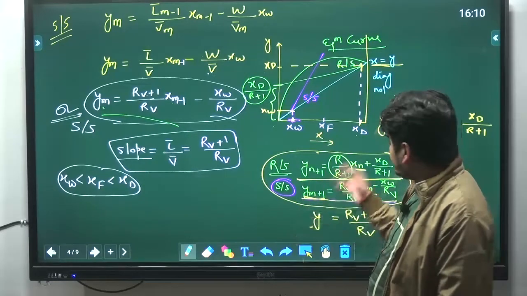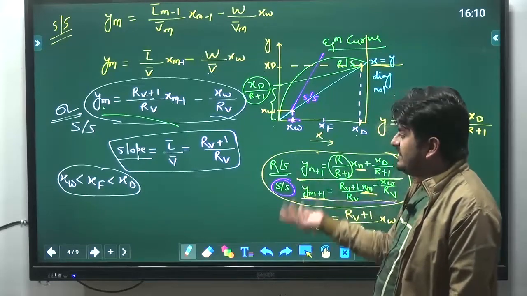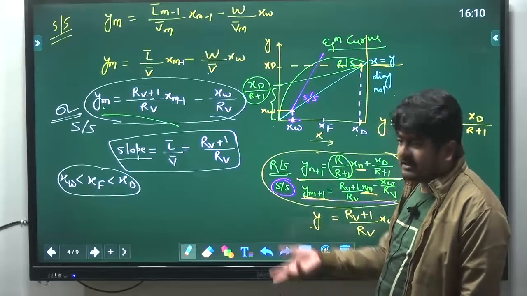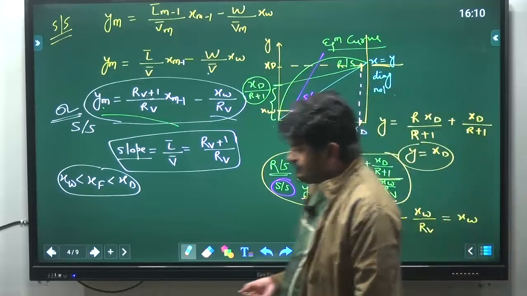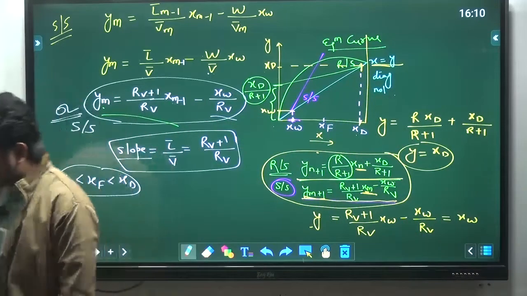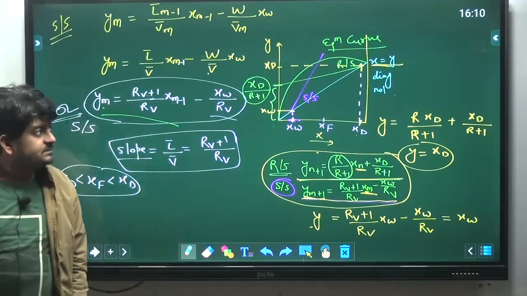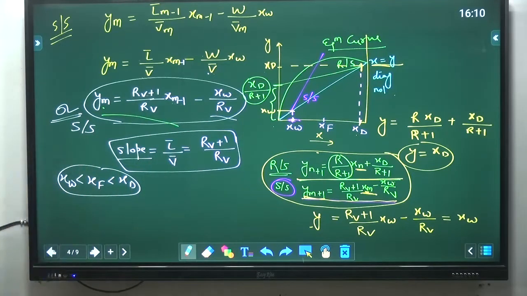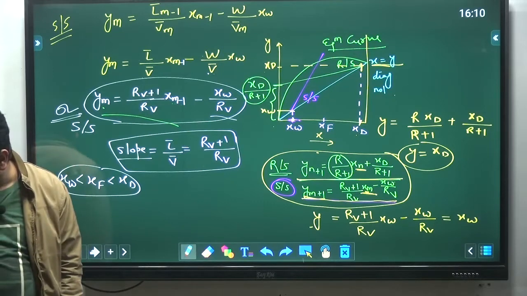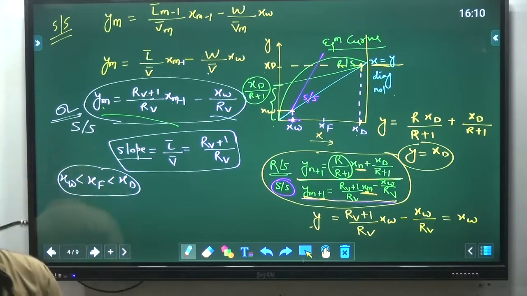Output is important, the goal is important. Based on that, we set up the equipment and do the designing. So are we clear with this, guys? Yes. Okay, wonderful.